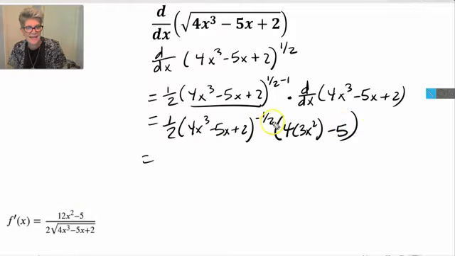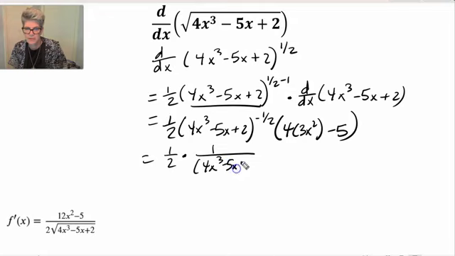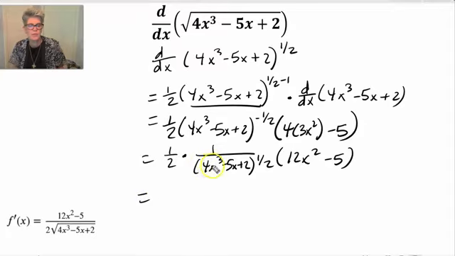So I'm going to get rid of that negative exponent by now writing that as 1 over the positive power. And here, this is going to be 12x squared minus 5. Now, when you multiply two fractions, you just multiply the tops, numerator times numerator, and the bottom, denominator times denominator. So I'm going to have 1 over 2 times. And now, instead of the 1/2 power, I'm going to write that as a square root.